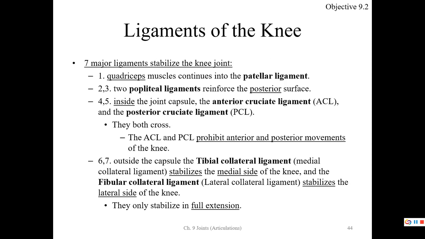All right, ligaments in the knee that we need to know. First off, we're going to start with our patellar ligament. That's where the quadriceps muscle goes on, and then we have our patellar ligament. Okay, so it's basically a continuation from the quadriceps. Now, there's the two popliteal ligaments on the back of the knee. The popliteal is the underknee. Inside the joint, there's the ACL and the PCL, the anterior cruciate ligament and the posterior cruciate ligament.